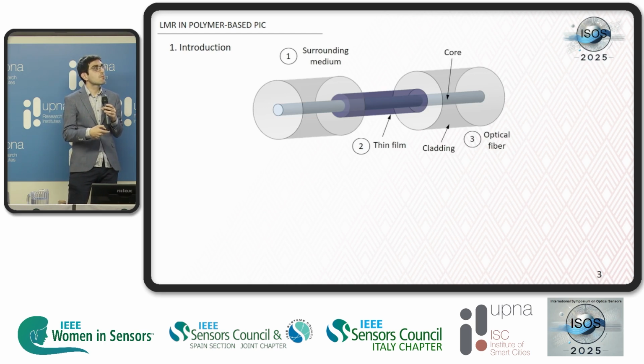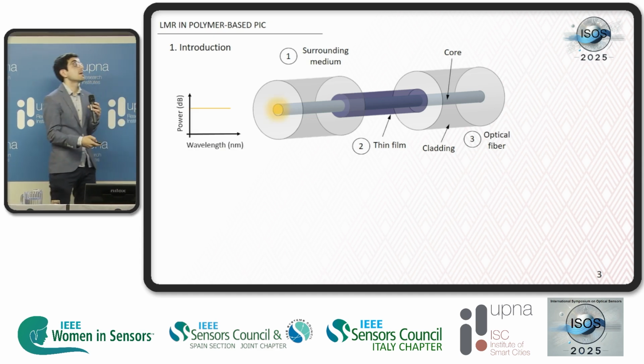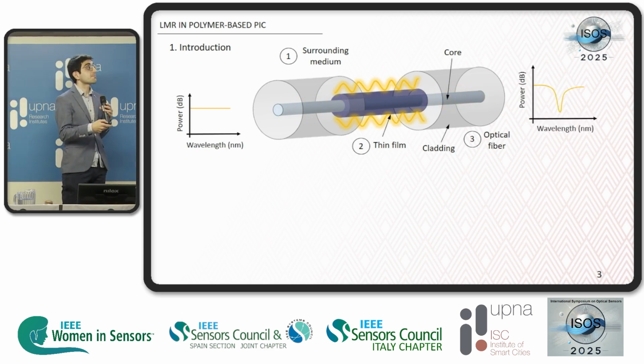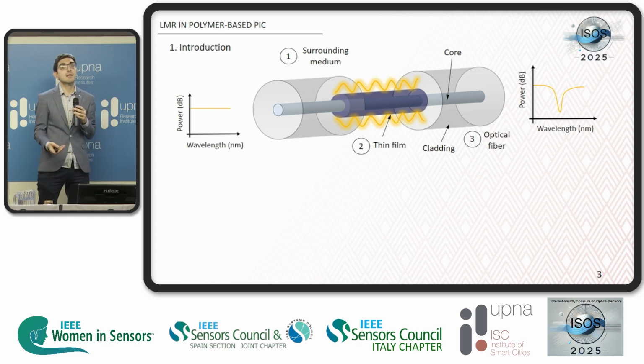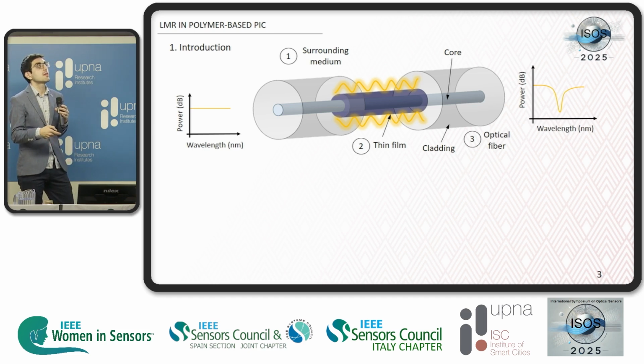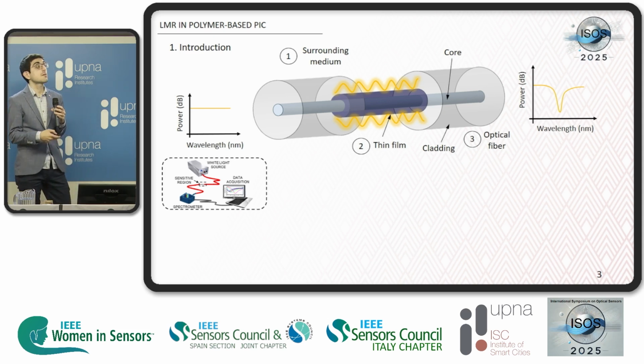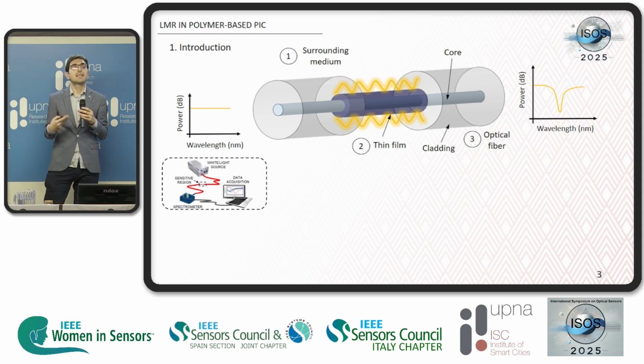This is a cladding removed multimode fiber where in the region where the cladding has been removed, a thin film has been deposited. If we transmit light through the fiber, the evanescent field of light can interact with the thin film material and different types of resonances can appear. We could monitor the resonance at a single wavelength and see the changes in intensity, but we usually monitor the full spectrum as power versus wavelength. So, of course, we need a broadband light source as excitation, and we usually use as the data acquisition system a spectrometer or an optical spectrum analyzer, which is usually connected to a computer.